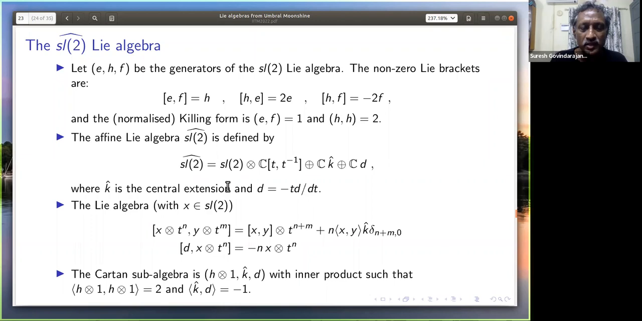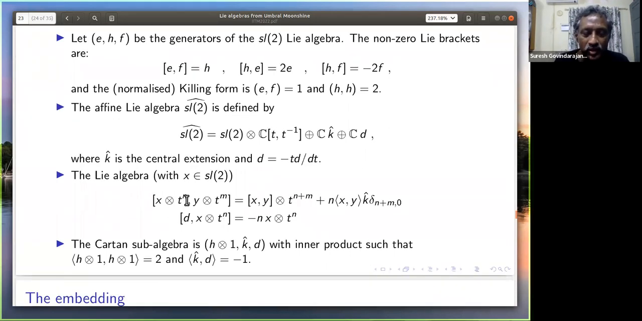And the affine Lie algebra SL2 hat is like SL2 tensor Laurent series in t, with coefficients, plus some central extension times K hat and D. K hat is a central extension, and D is like the L0. So the Lie algebra bracket of X tensor t^n with Y tensor t^m is [X,Y] tensor t^(n+m). So it just adds up and you have a central term. And D with this thing just measures, up to a minus sign, again this is convention, it could be plus n also. So it just measures the power of t.